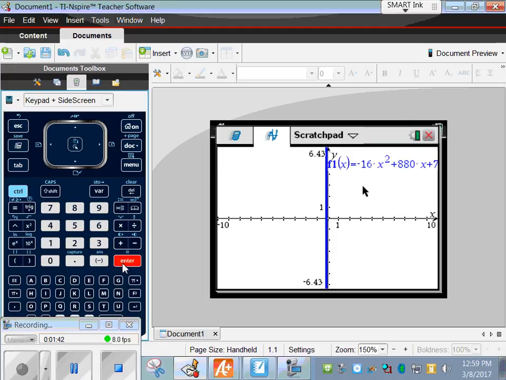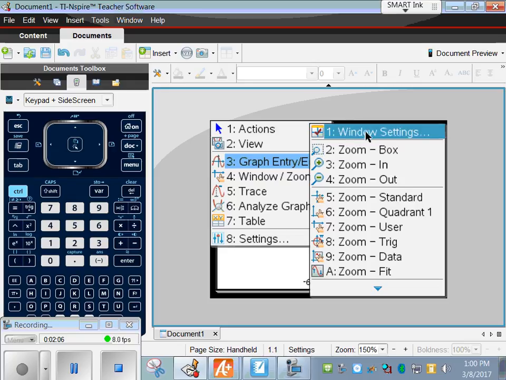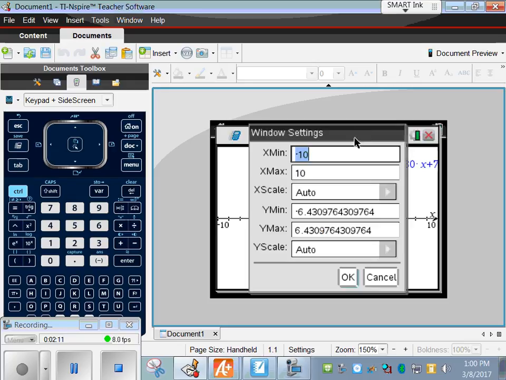All right, click enter, and you're like, what? That does not help me. I don't see a parabola, which is what we should be seeing. So we need to change our window. I just want to make sure everyone has the equation entered. Do this with me. Some of you are all on different stuff. Go to menu, and then go to window, and then go to window settings. We're going to set our own window, okay? So go to menu, window settings.